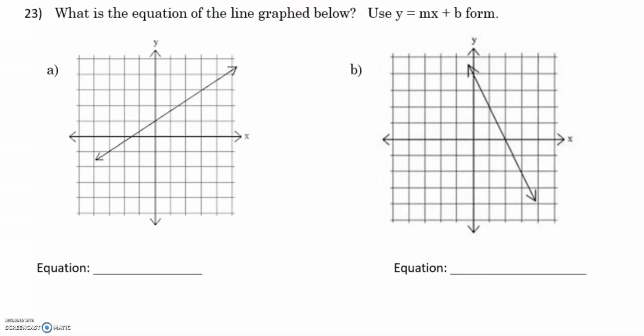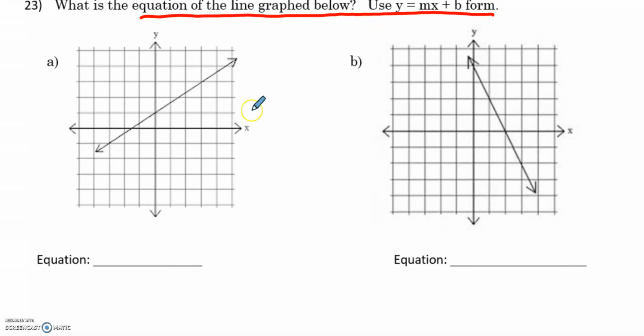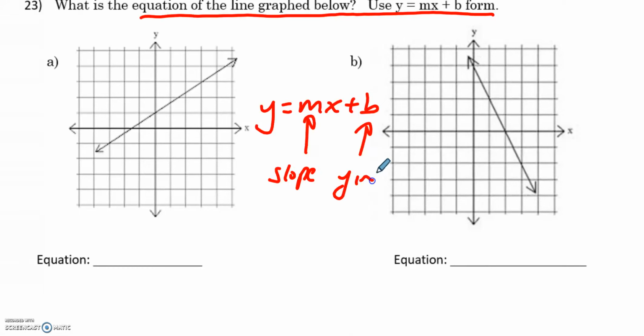Last but not least, this is what we've been working on the most recently. What is the equation of the line graph below? Use y equals mx plus b form. And so what we want to look for on every problem is what the slope is and what the y-intercept is. So if I looked at this first example, my y-intercept where it crosses the y-axis is here at 0, 1. So I know that my equation so far would be y equals something plus 1.